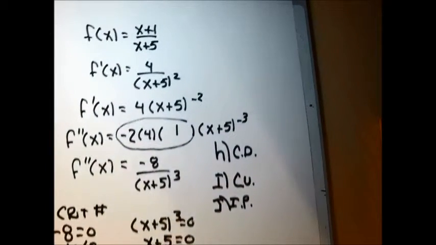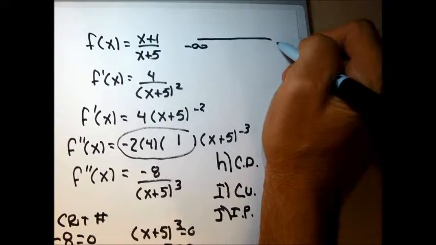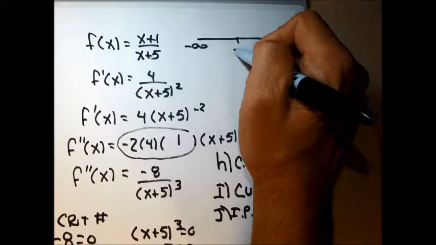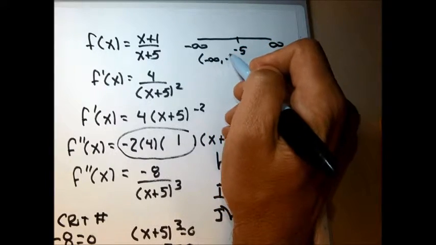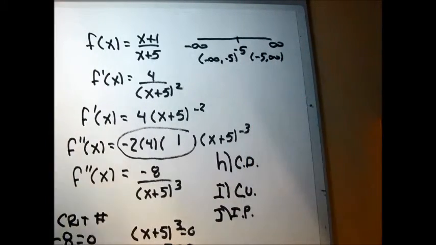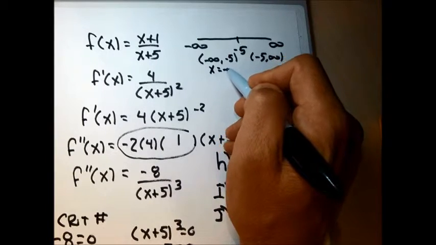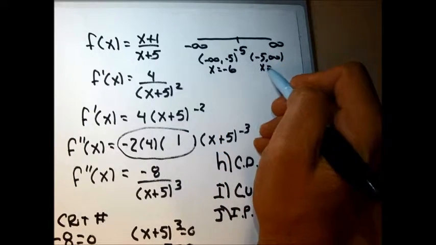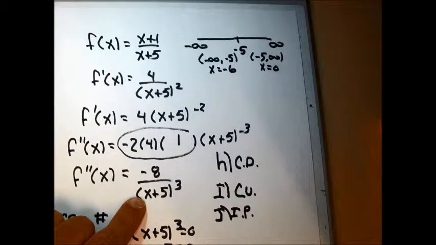So now I'm going to go to my number line. On my number line, I'm going to plug negative infinity, positive infinity on the edges, negative 5 between them, get the same intervals, negative infinity to negative 5 and negative 5 to infinity. In each interval I need to pick a number. In this one I'm going to pick x equal to negative 6. This one I'm going to pick x equal to 0. And for both of them I need to plug a number into the second derivative.